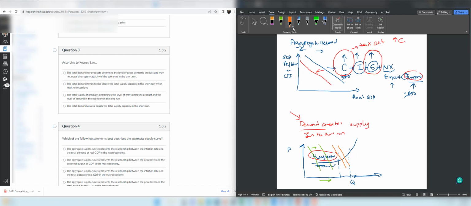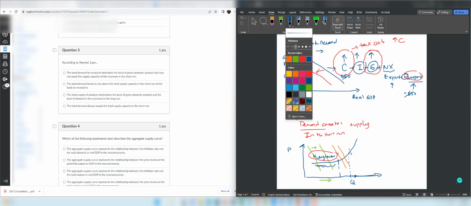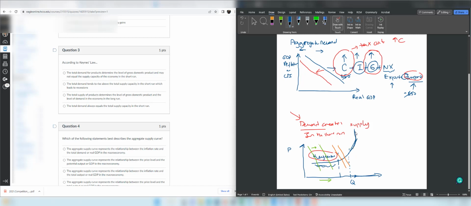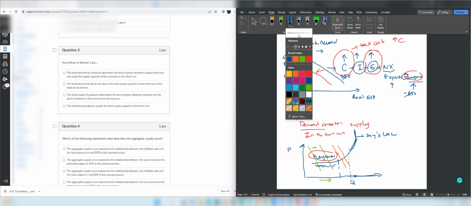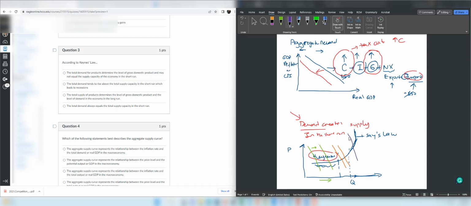And this part represents, here it's actually steeper, this part represents the neoclassical. And in this section, if you increase the aggregate demand curve, you are not actually increasing output anymore, but you are increasing the prices a lot. So higher spending creates an inflationary pressure in the economy.